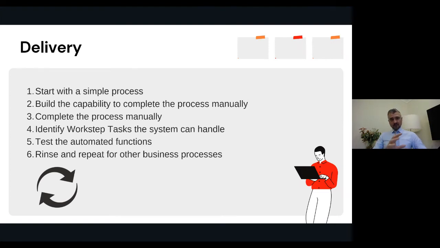So if I process this transaction manually, if I have somebody step in and complete that work step and those tasks and do that manually, that's where we want to be to make sure that that process works. It addresses all of the criteria and is actually going to flow through to the end of that business process. Complete that manually, identify the work step tasks that the system can handle. So it might be copying data to another system, it might be adding something to a calendar, it might be updating a status or a flag on something, right? Those relatively simple things, but you start taking those tasks away and that process starts to become automated. We then test the automated functions to make sure they do what we want it to do, and then we rinse and repeat that for other business processes.